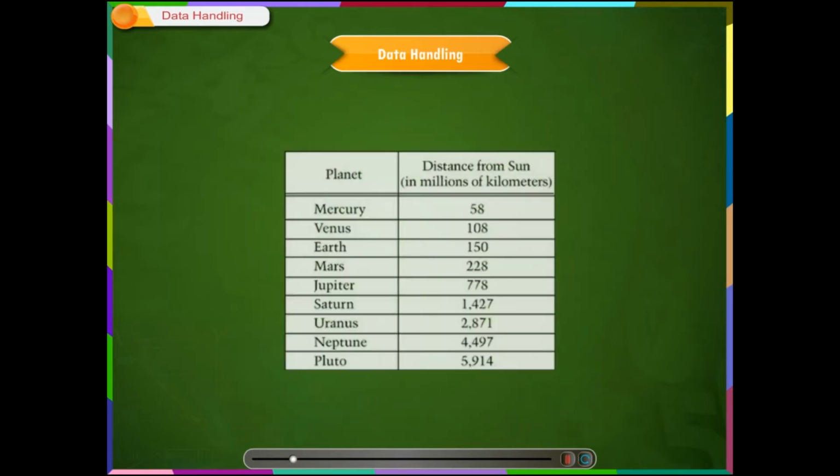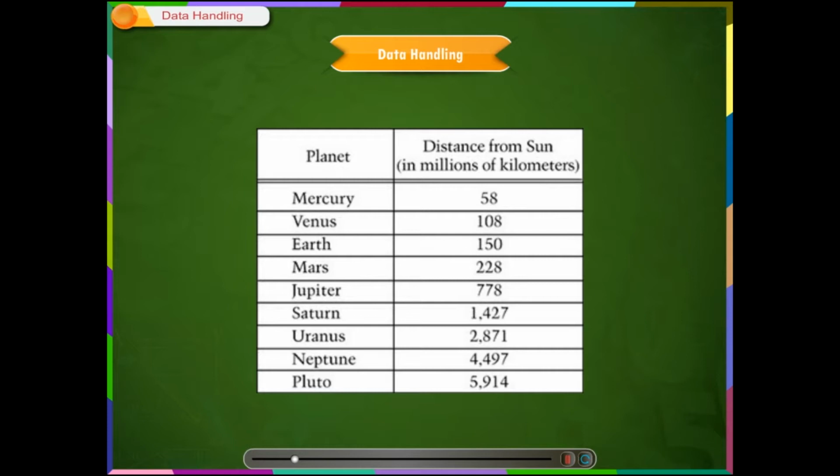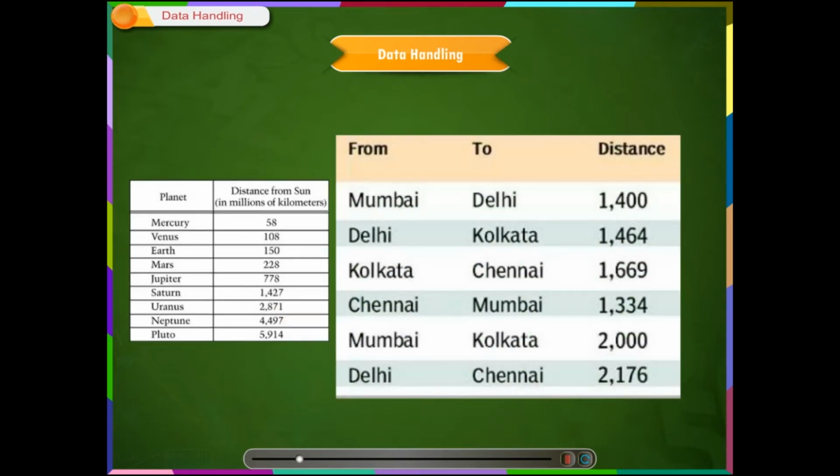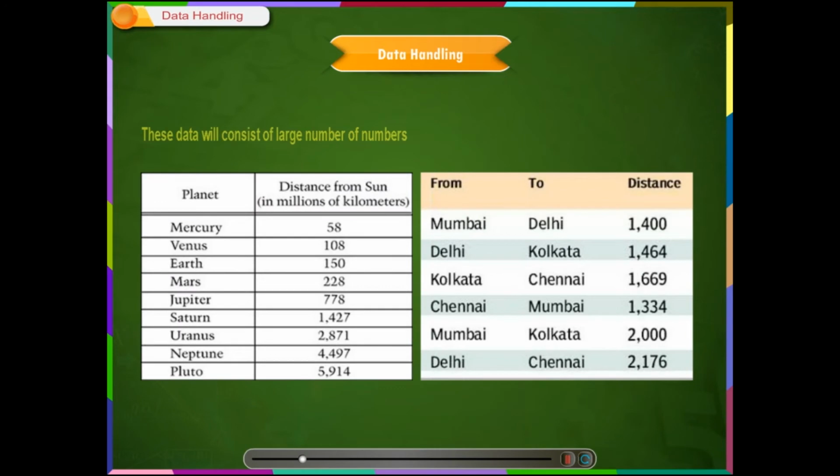You can have bigger data collection also. For example, distance of various planets from the Sun, distance between various cities of the world, etc. These data will consist of a large number of numbers. This is where we need the important methods mean, median and mode to help us. Now, let us understand what a mean is.